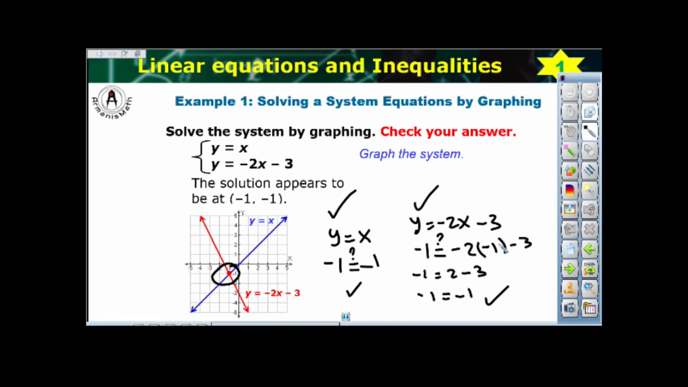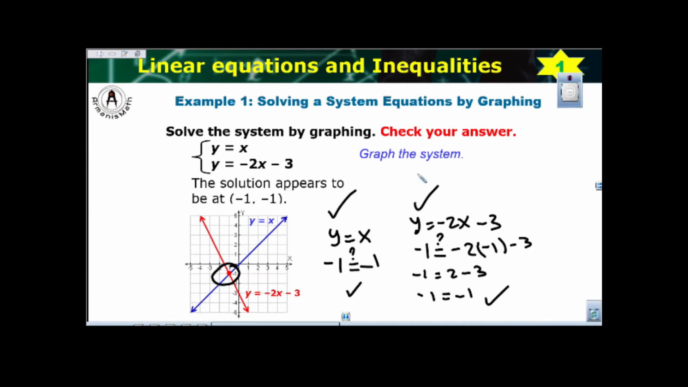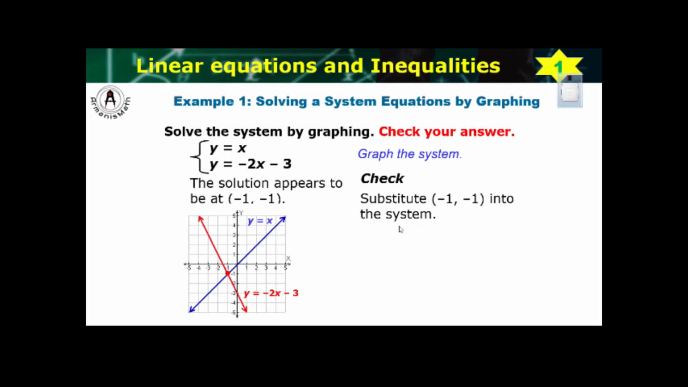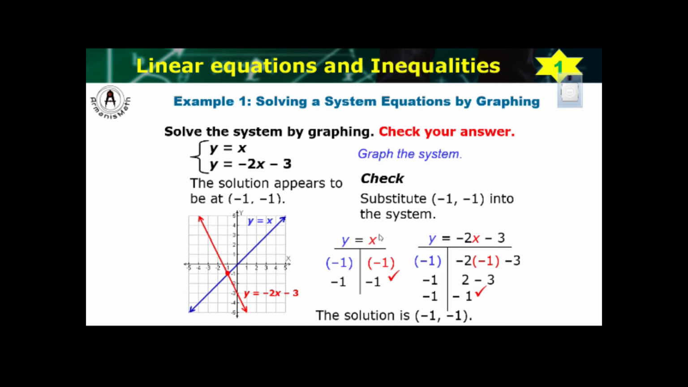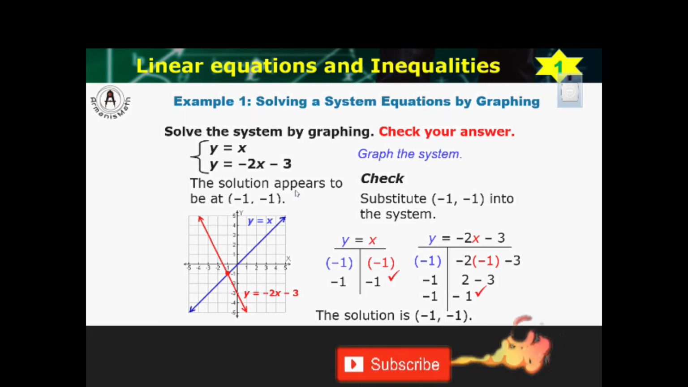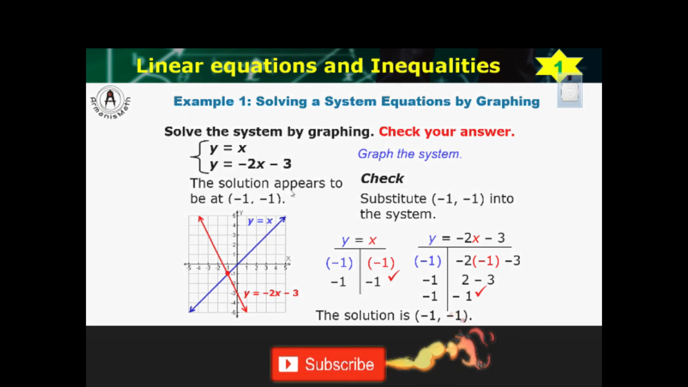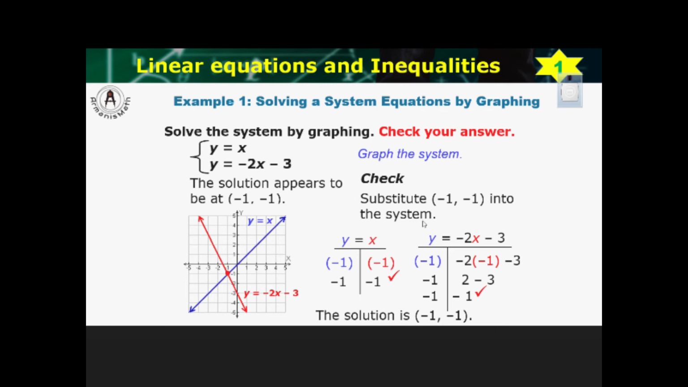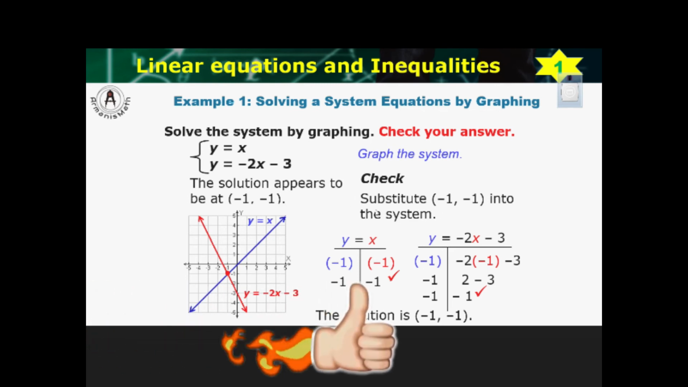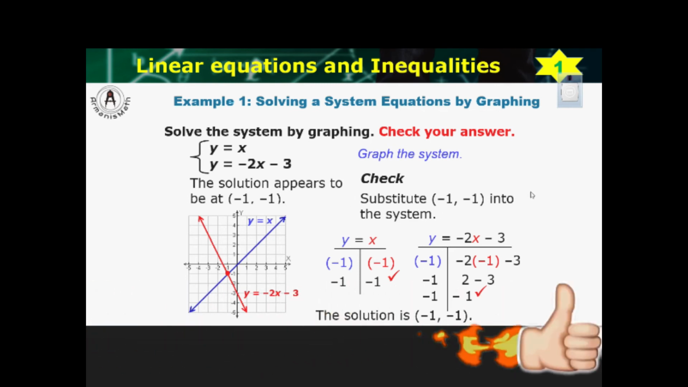And it has to work on both. If it works only in one of them, guess what, Johnny? It doesn't work. It has to work on both of them. For you to say this is truly the solution, then it has to work for both of them. And if you read carefully here, it says the solution appears to be. I think that's the solution. So how do you check it? How do you make sure? Well, that's what you do. You check it. You plug it back to make sure that you're confidently claiming this is the solution for that system.